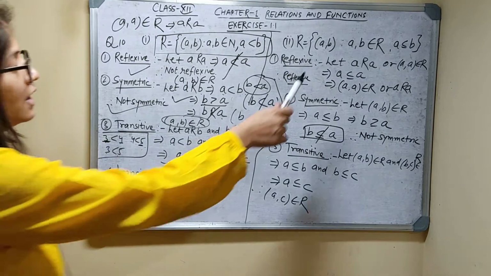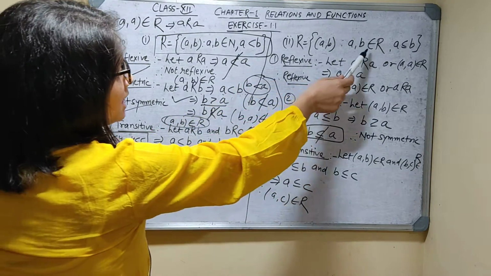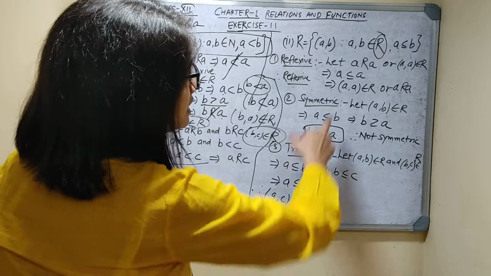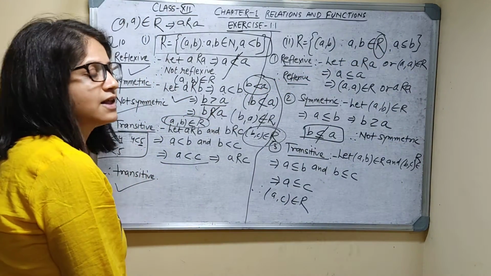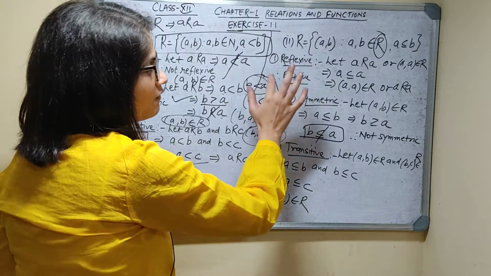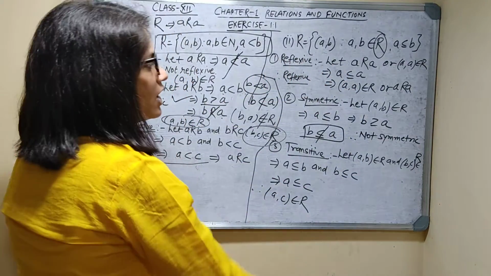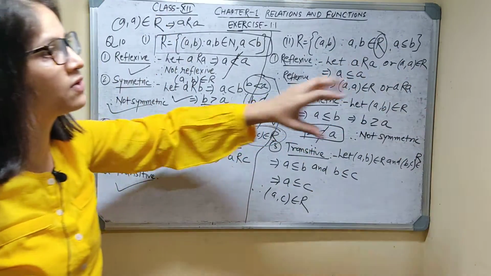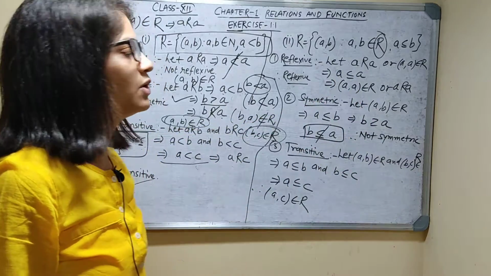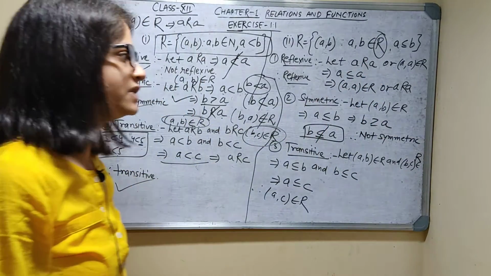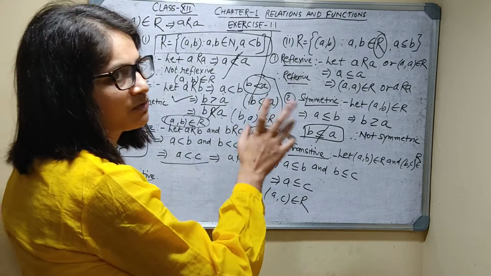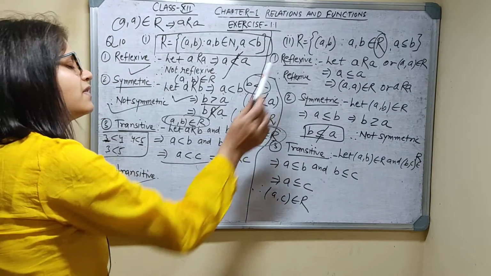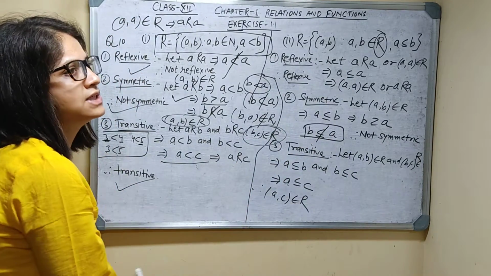Now the second part you can see. The relation is given on ordered pairs (a, b), where a, b belong to real numbers, such that a is less than or equal to b. First we have to check reflexivity. Let a be related to a, or (a, a) belongs to the relation. I can write a is less than or equal to a. Yes, a is not less than a, but a is equal to a, so one condition is satisfied. So (a, a) belongs to R. So I can say this relation is reflexive.